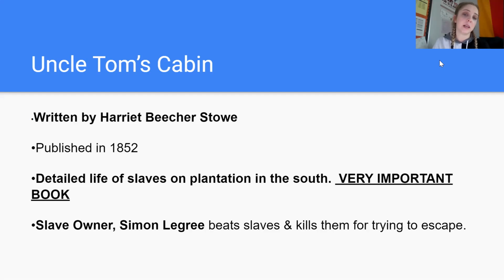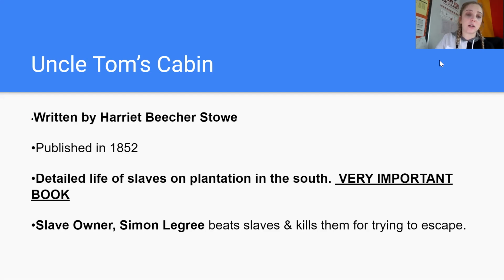So detailed lives of slaves on the plantations were being exposed, and it's considered a very popular book at this time. In fact, it was considered one of the best-selling novels of the 19th century. The Bible being the top seller, Uncle Tom's Cabin was the second seller for the century, the 1800s. So very popular book. In fact, it was so popular that Abraham Lincoln met Harriet Beecher Stowe in 1860 and, quote, said, "This is the little lady who started the Great War."